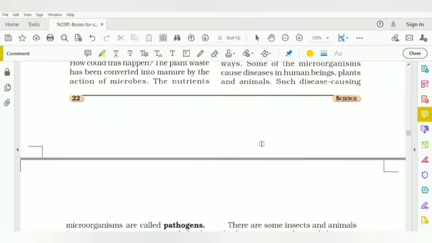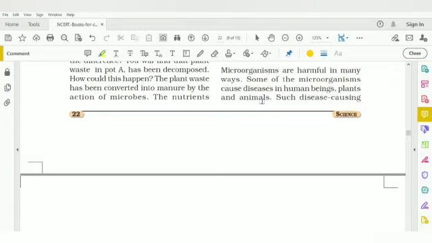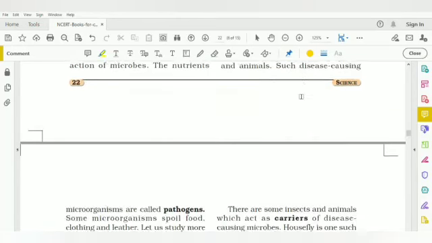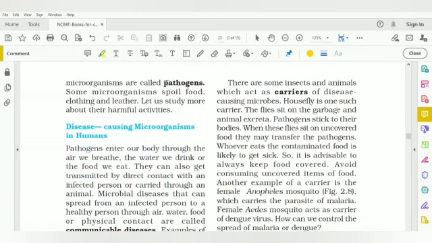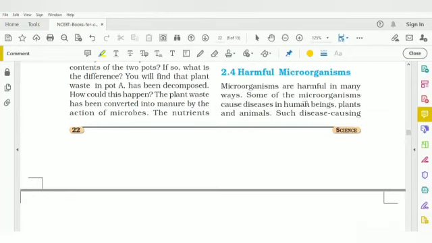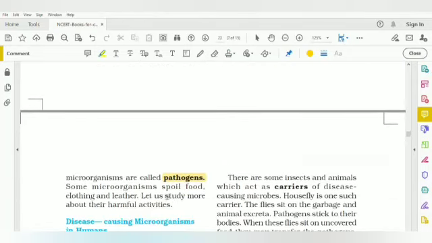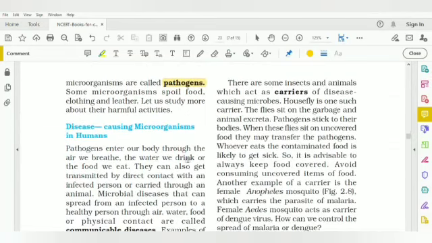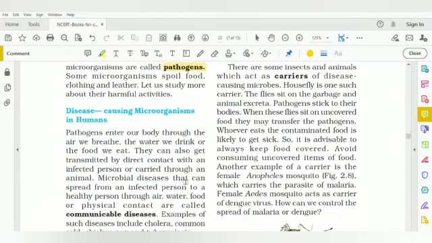Microorganisms are harmful in many ways. Some of the microorganisms cause diseases in human beings, plants and animals. Such disease causing microorganisms are called pathogens. You have to underline this keyword, pathogens, and read and learn the definition of this keyword. There are two types of diseases caused by microorganisms. One is communicable disease and the other is non-communicable disease.